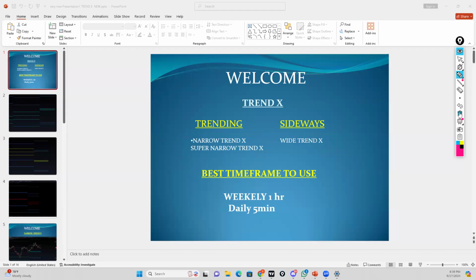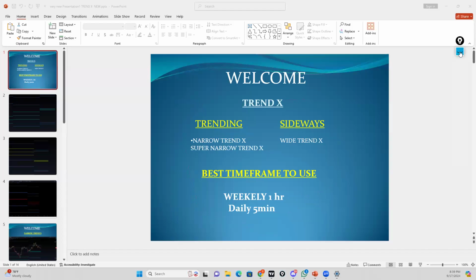The time frame: when we see a weekly Trend X, it should be on 1 hour. When we see a daily Trend X, it should be on 5 minutes. So this is the concept. I'll show you in the real market. You will understand better there.